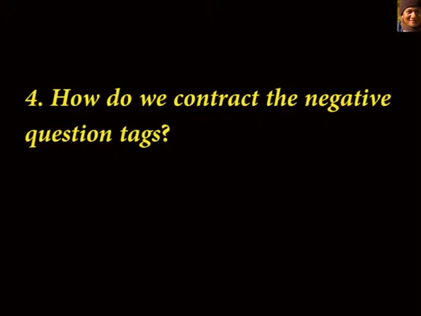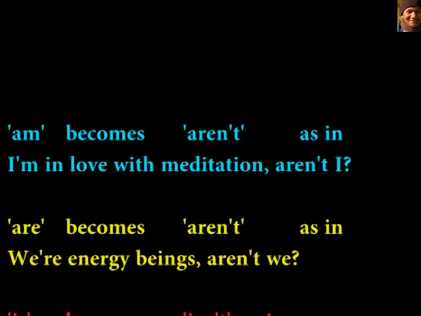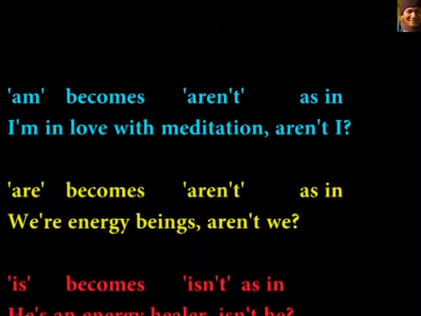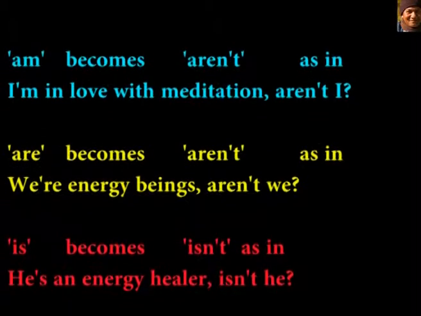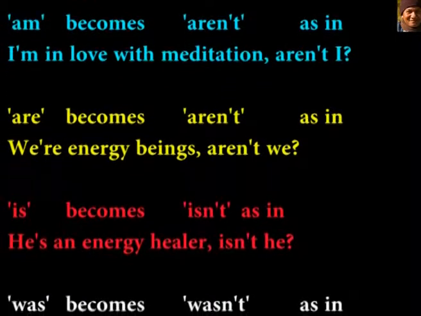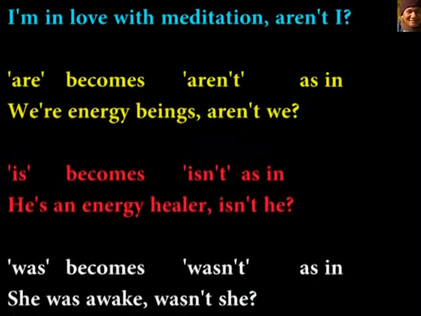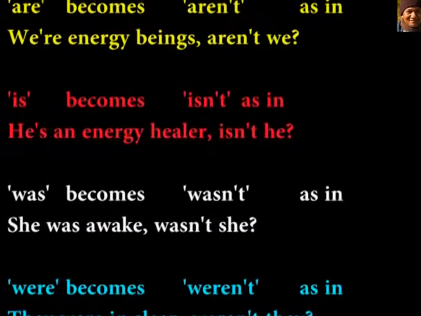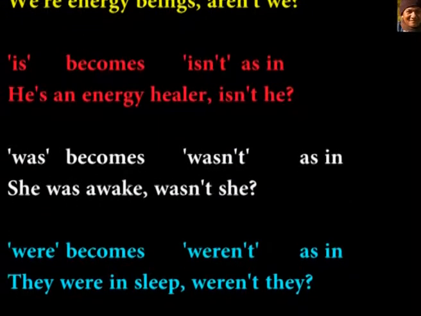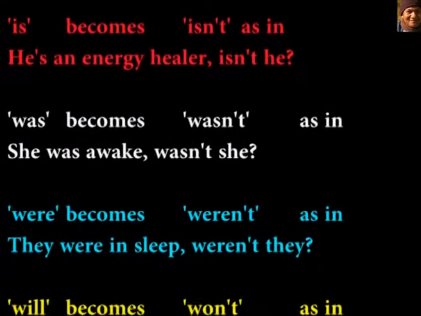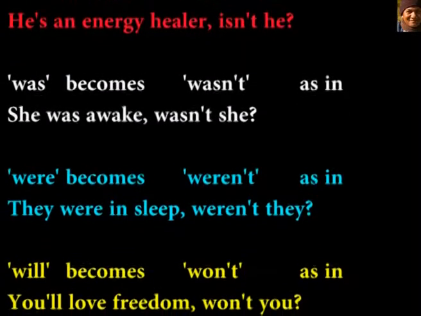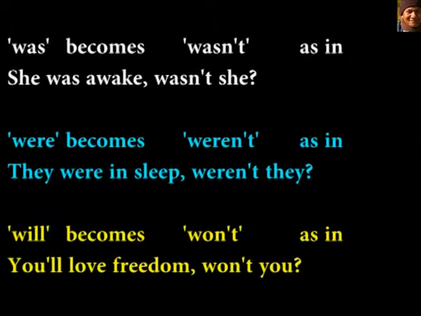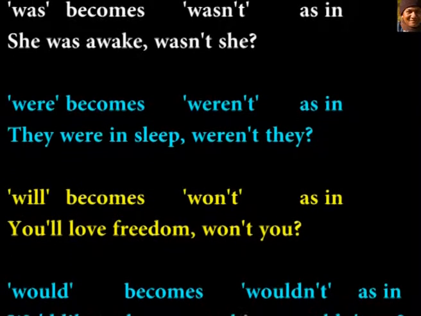Number 4. How do we contract the negative question tags? We contract them in the following way. Am becomes aren't, as in I'm in love with meditation, aren't I? Are becomes aren't, as in we are energy beings, aren't we? Is becomes isn't, as in he's an energy healer, isn't he? Was becomes wasn't, as in she was awake, wasn't she? Were becomes weren't, as in they were in sleep, weren't they?